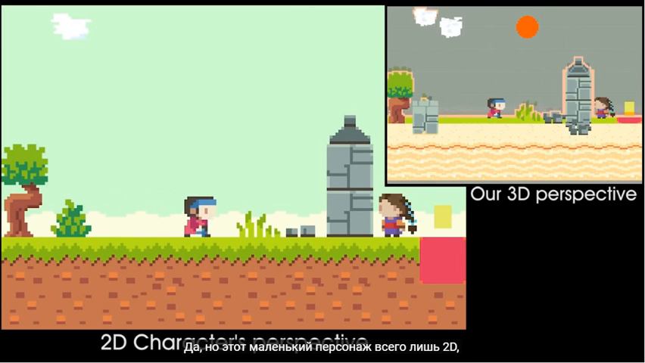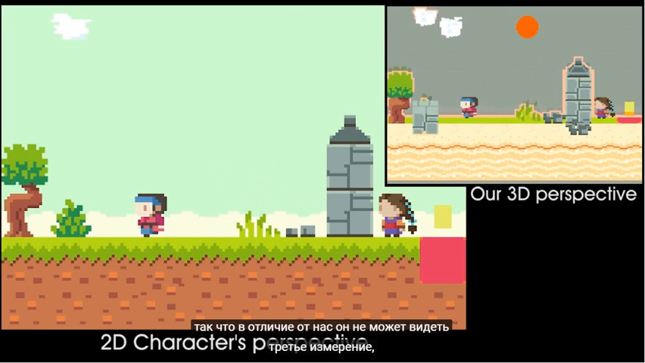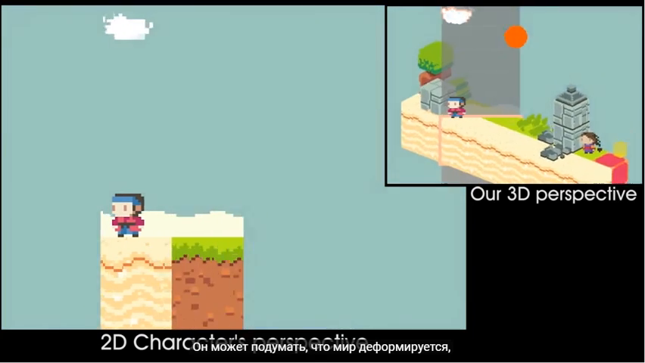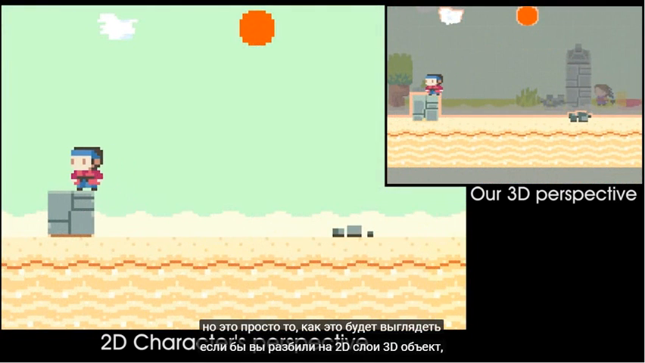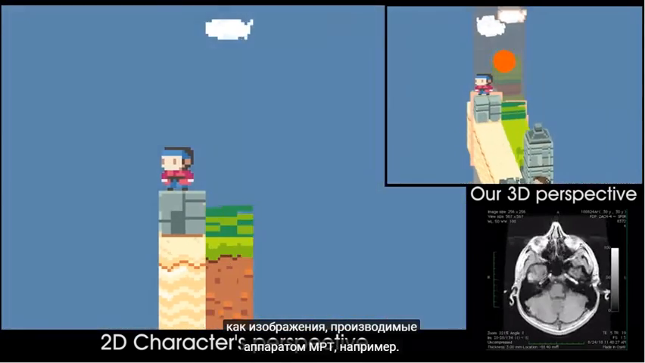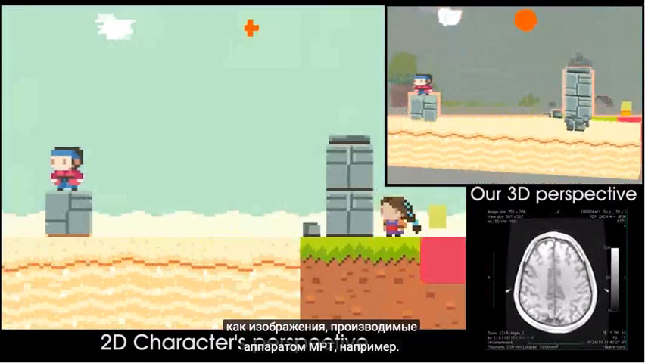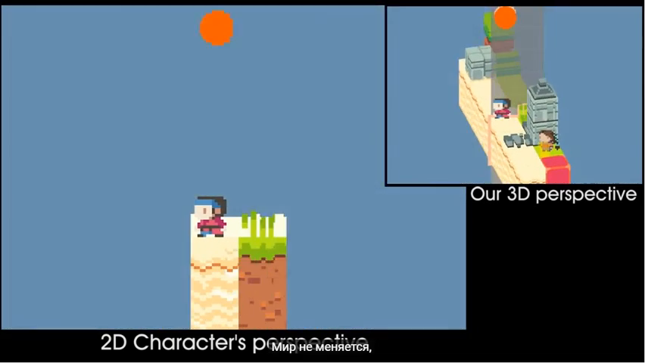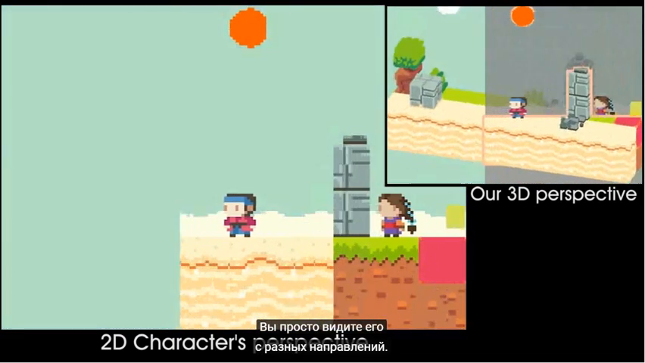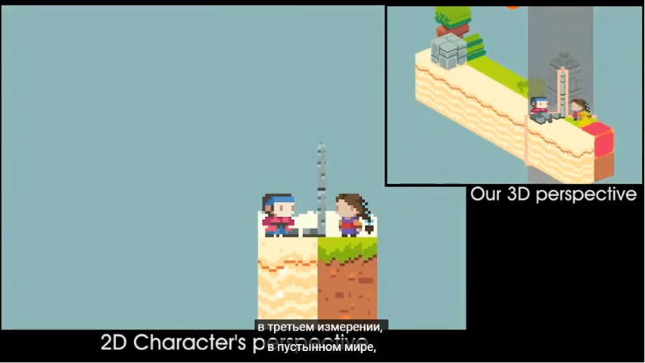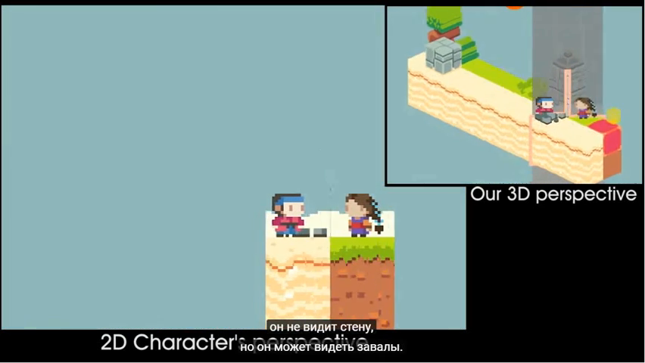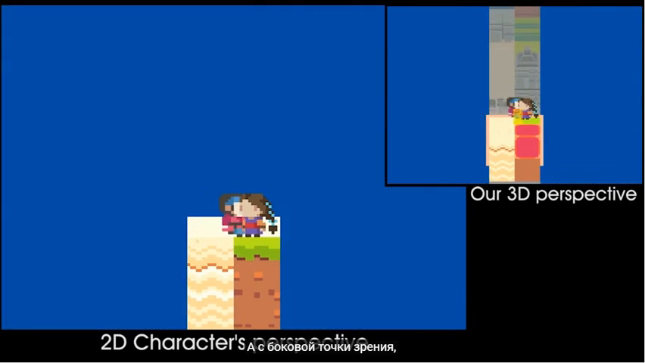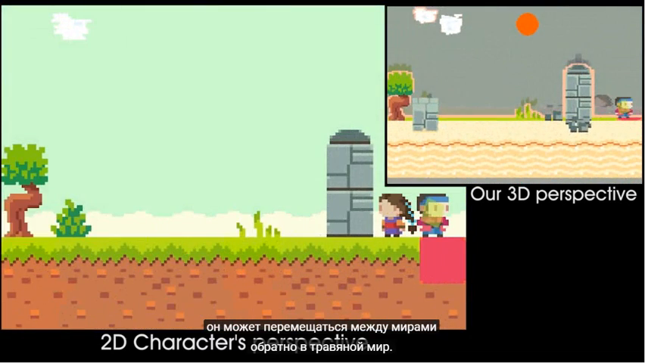Okay, but this little 2D character is only 2D, so unlike us, he can't see the third dimension. So what does he see when he turns sideways? He might think the world is deforming, but it's just what it would look like if you took 2D slices of a 3D object, like images produced by an MRI machine, for example. The world isn't changing, it's just being seen from different directions. So when he's further along the third dimension, down in the desert world, he can't see the wall, but he can see the rubble. And from the sideways perspective, he can move across worlds back into the grass world.